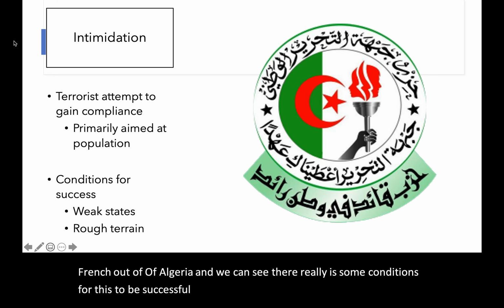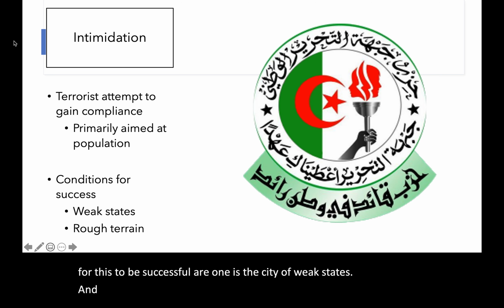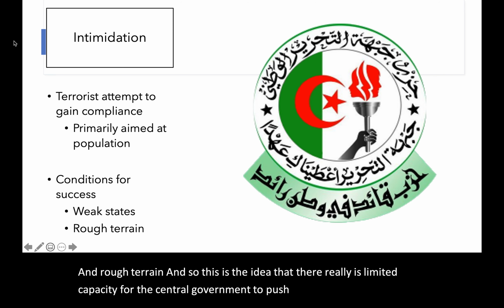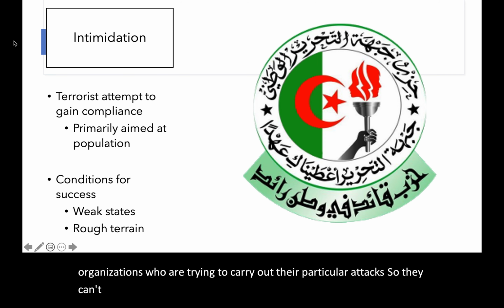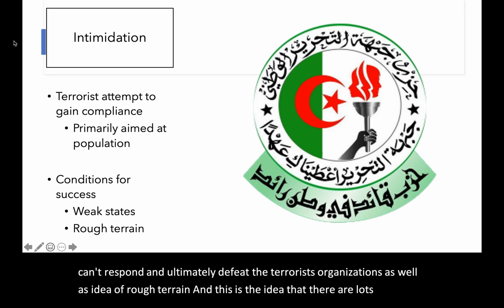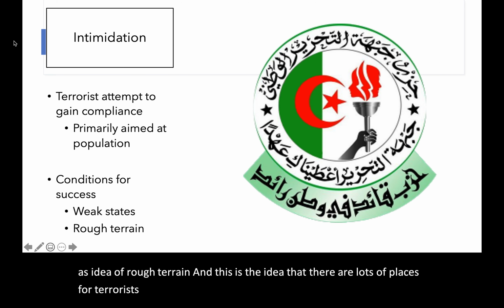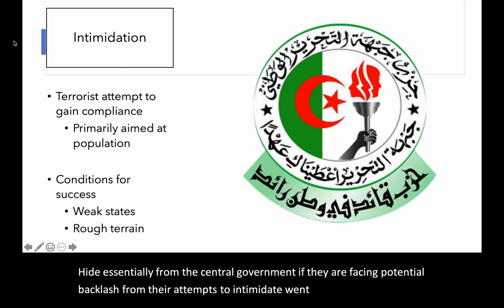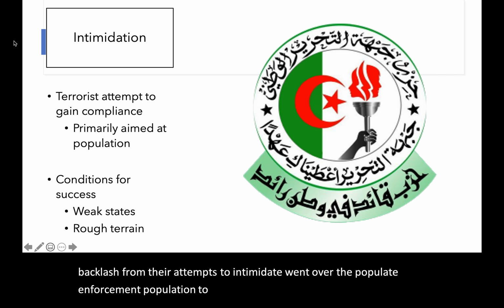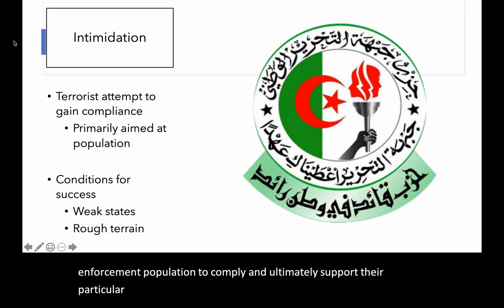And we can see there really are some conditions for this to be successful. One is this idea of what we call weak states and rough terrain. And so this is the idea that there really is a limited capacity for the central government to push back against these terrorist organizations who are trying to carry out their particular attacks, so they can't respond and ultimately defeat the terrorist organizations, as well as this idea of rough terrain. And this is the idea that there are lots of places for terrorists to hide essentially from the central government if they're facing potential backlash from their attempts to intimidate, win over the population, and force the population to comply and ultimately support their particular objectives. So this is what we see when we talk about intimidation as a terrorist strategy.